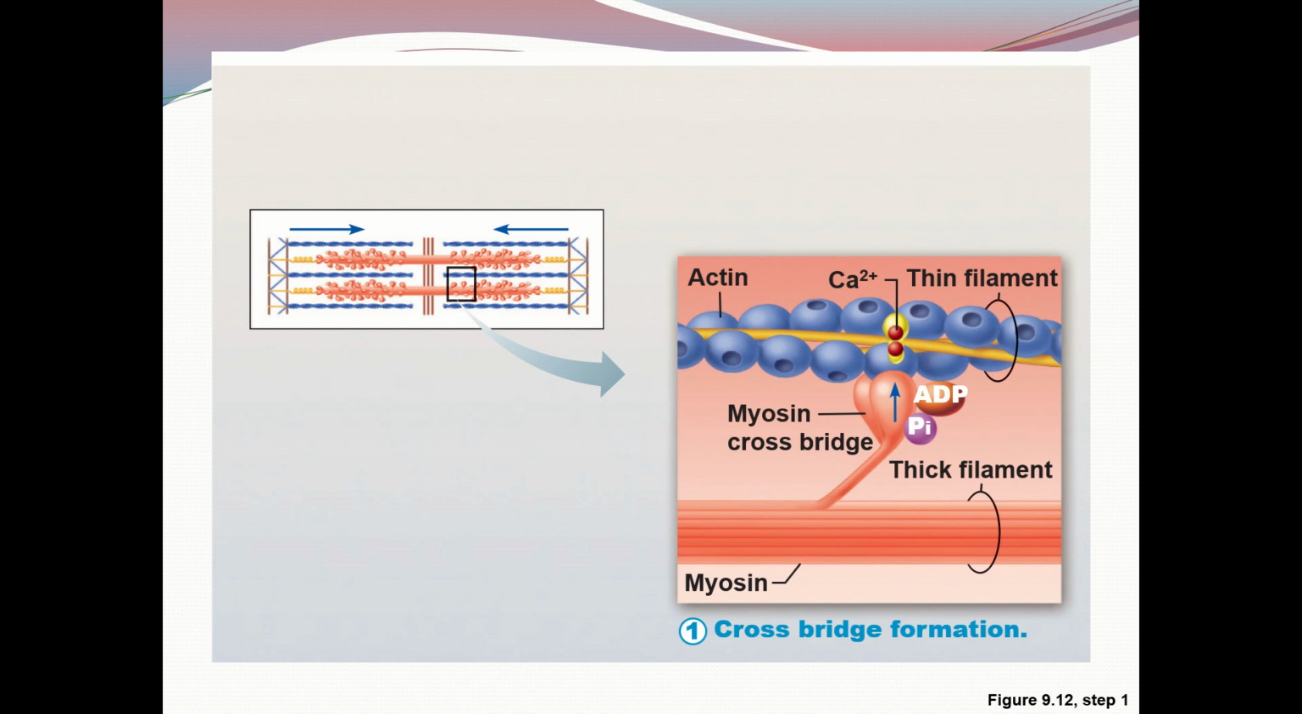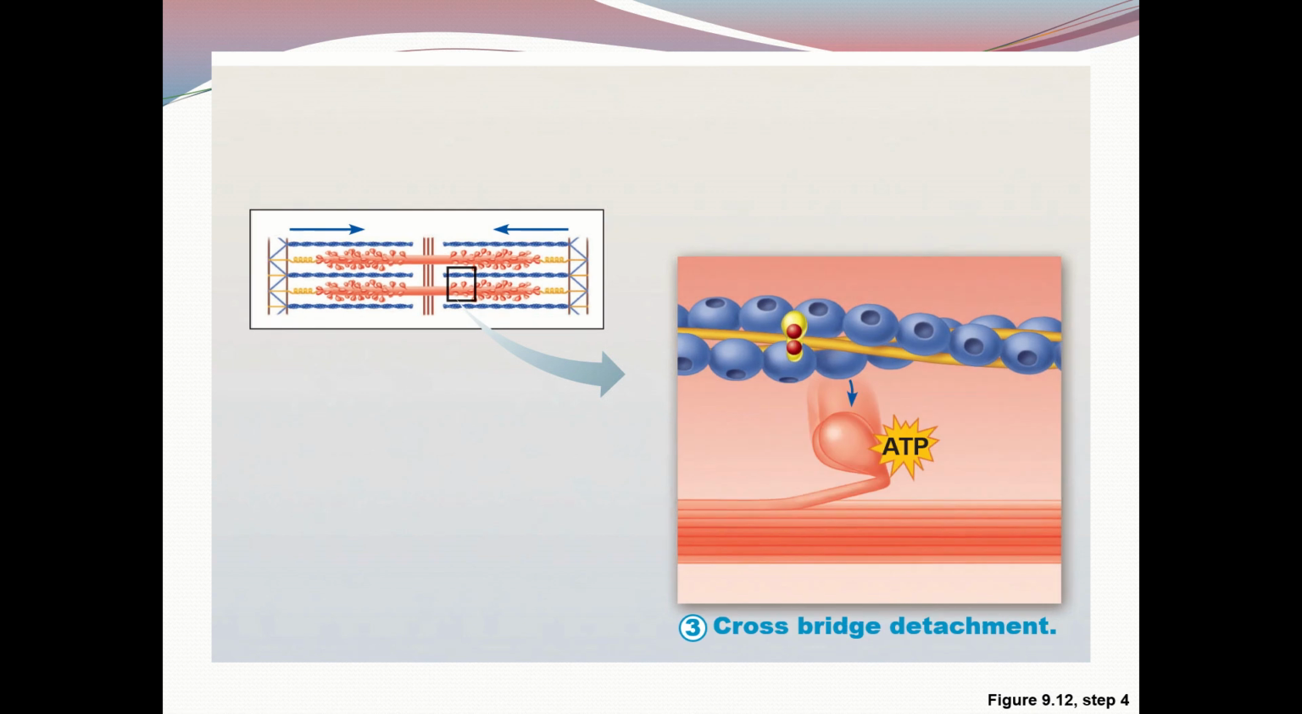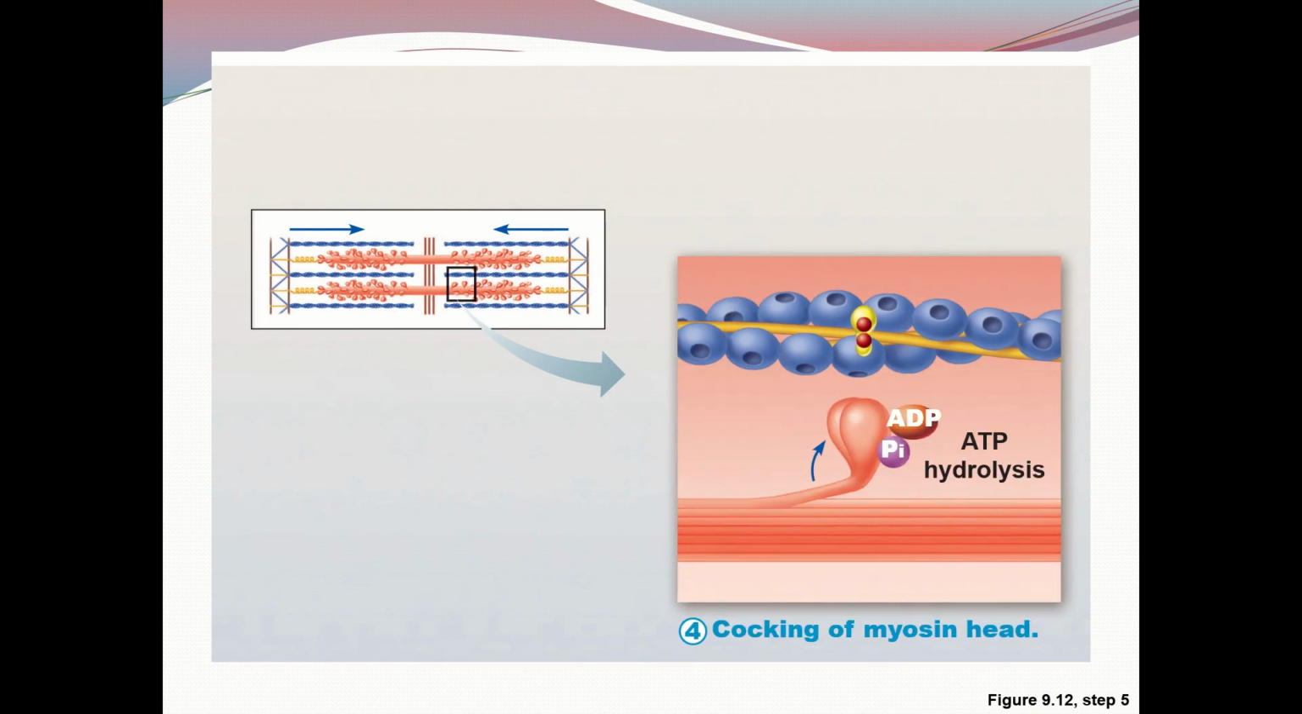So here's the crossbridge formation. The troponin has moved the tropomyosin out of the way, and the myosin can attach to the little divot there, that active site found on the actin. The second is the power stroke. So notice that the myosin is pivoting towards the center of the sarcomere, pulling that actin with it. In order to make another crossbridge and continue the walking process, then the myosin has to detach. And then it recocks so that it can attach to another actin divot.